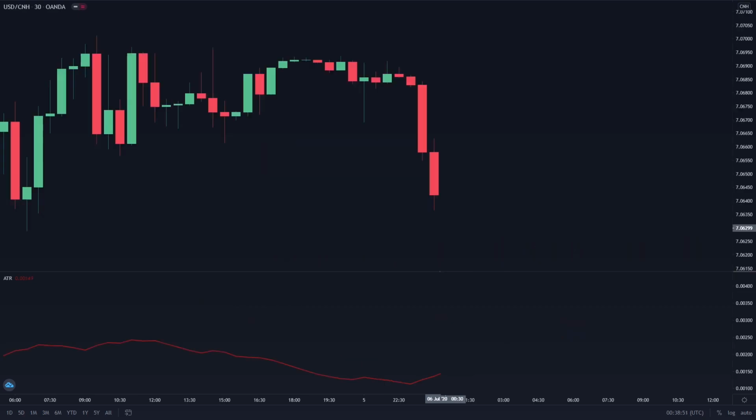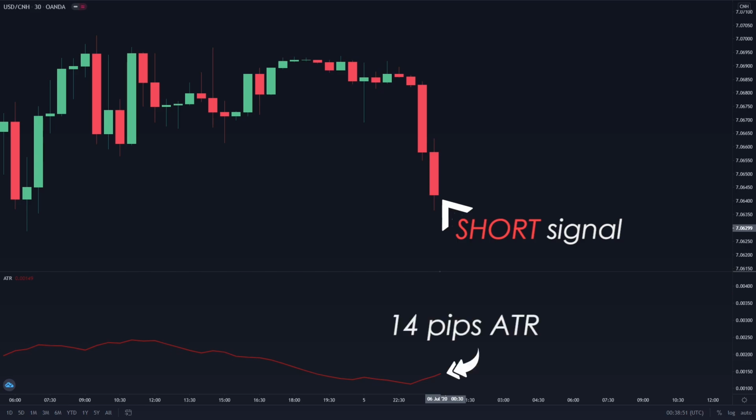Another example would be this. Let's say you received a short signal from your entry indicator, and the ATR value is 14. So you can put your stop loss at 14 pips. But if you think that 14 pips is too small for your risk tolerance and you want a higher stop loss, you can multiply that value by 2 to make it 28 pips. It all depends on your risk-reward ratio as long as it's still a multiple of the ATR.